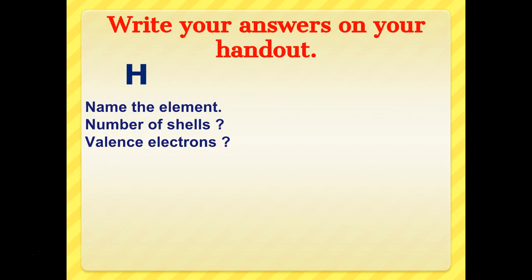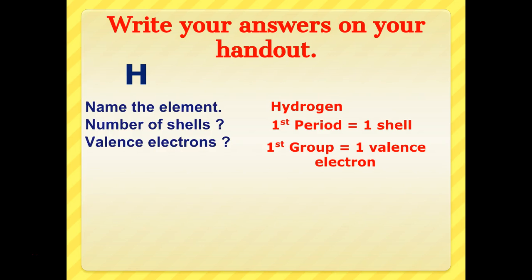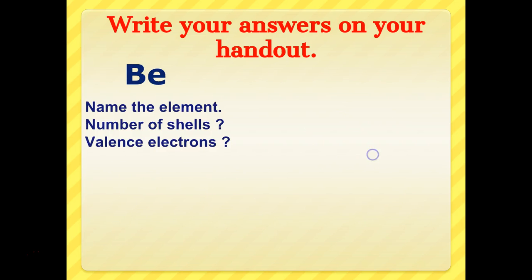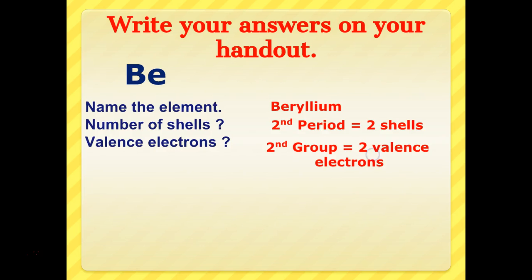Our next element is H. This is hydrogen. It's in the first period, so it has 1 shell and 1 valence electron. Hydrogen looks like this. Our next element is beryllium. It has 2 shells and 2 valence electrons.